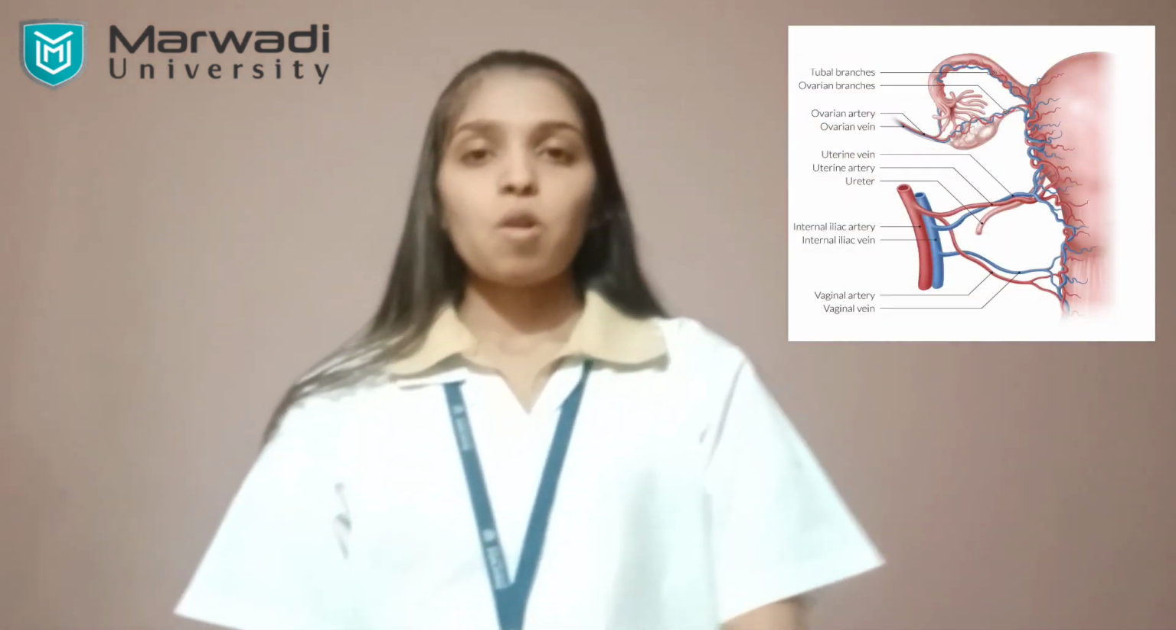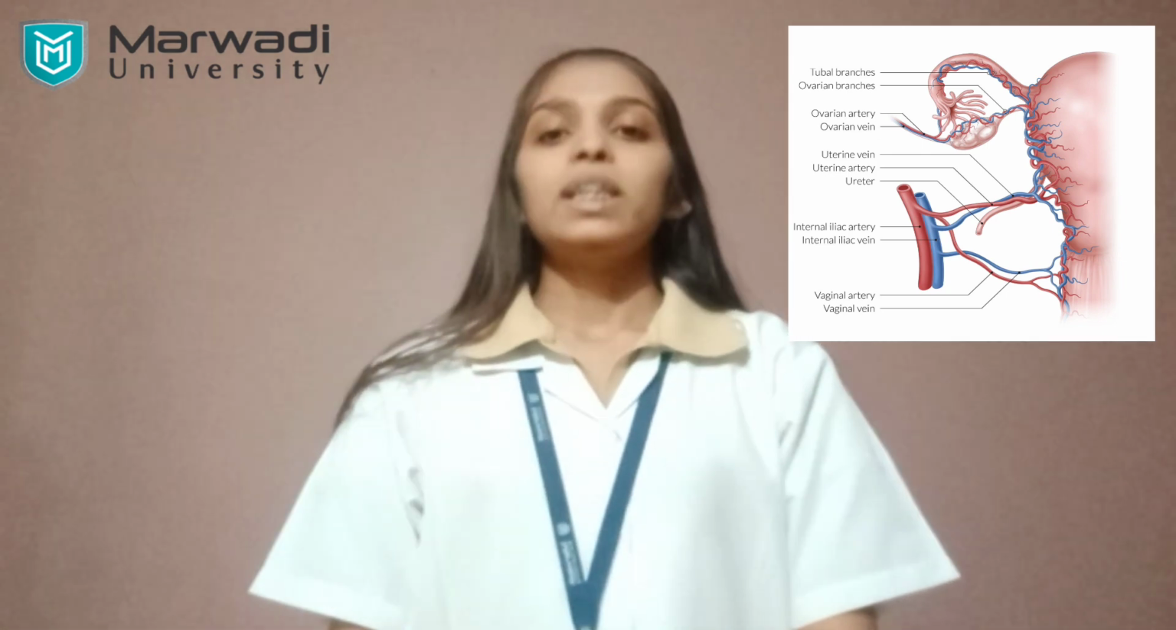Functions of the ovary: it produces the female sex hormones estrogen and progesterone, and releases eggs. At birth, the ovaries contain about 2 million follicles. Ovarian hormones prepare the uterus for implantation of the fertilized egg. Blood supply of the ovaries: ovarian artery and ovarian vein. Nerve supply of the ovaries: the ovarian plexus.